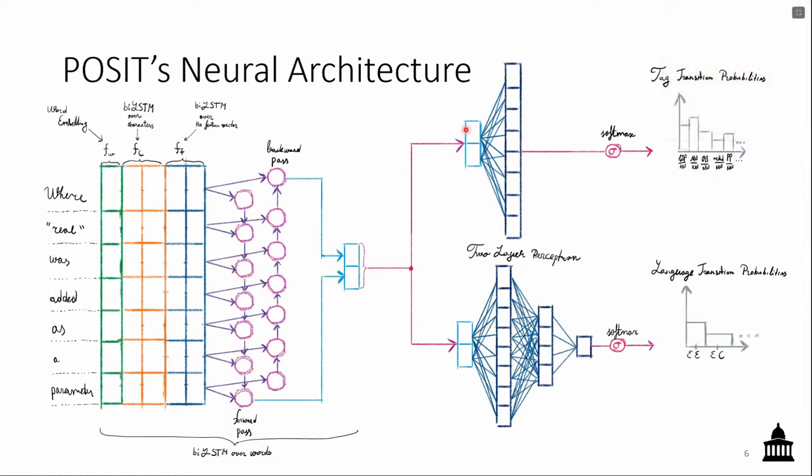This is then duplicated, and on the top, we pass it through a single layer of nonlinearity, and then we softmax it to obtain tag transition probabilities, while on the bottom, we pass it through a two-layer perceptron, which we then softmax and obtain language transition probabilities. To decode our tags, we use a conditional random field layer.